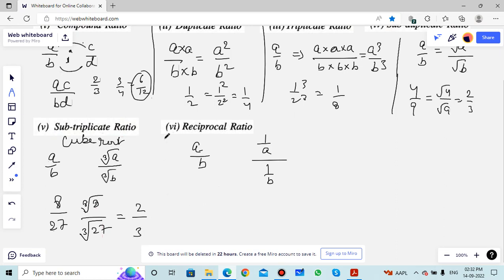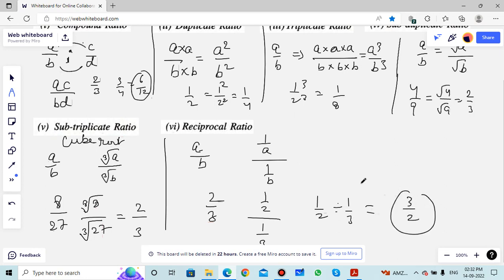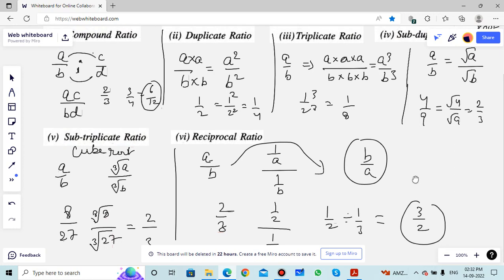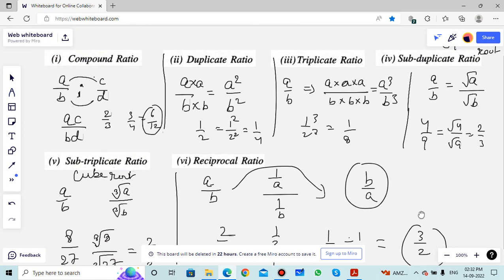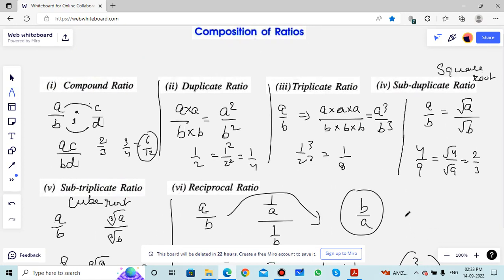Reciprocal of, say, for example, a ratio 2 is to 3. So this will become 1 upon 2 is to 1 upon 3. Whatever comes, that is 1 upon 2 divided by 1 upon 3 is equal to 3 upon 2. So this is basically the reciprocal. You can also invert it directly, simply B upon A, the reciprocal of that. So these are some of the properties and some of the composite ratios that we have talked about.